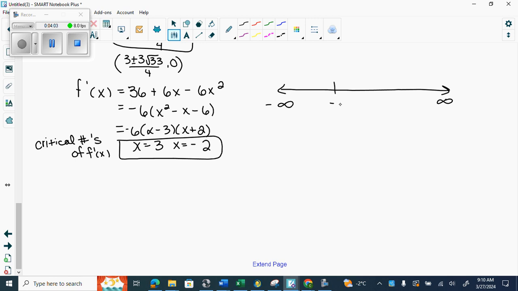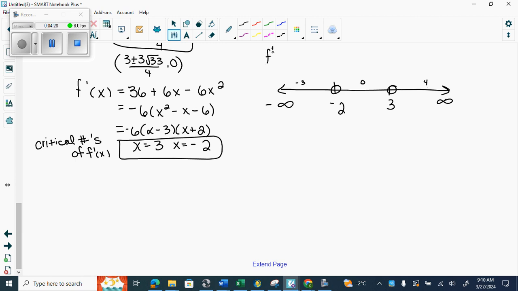So we have negative 2 and we have 3. Then I run test points, so I could do like negative 3, I could run 0, and let's say 4. And where do I run them into? Where do I put those points into? F prime. If I put them into the original, I'm just getting a point on the original. Does that help me if it's increasing or decreasing? No. So f prime.